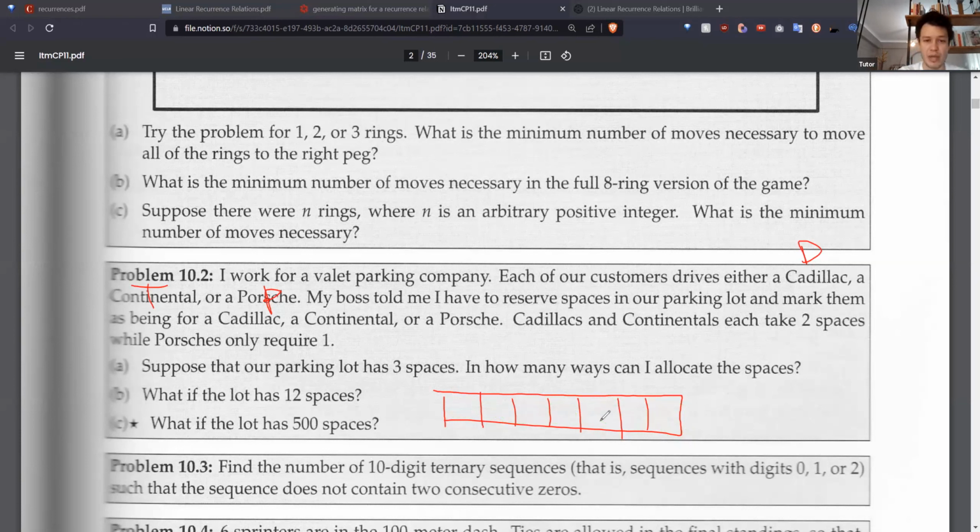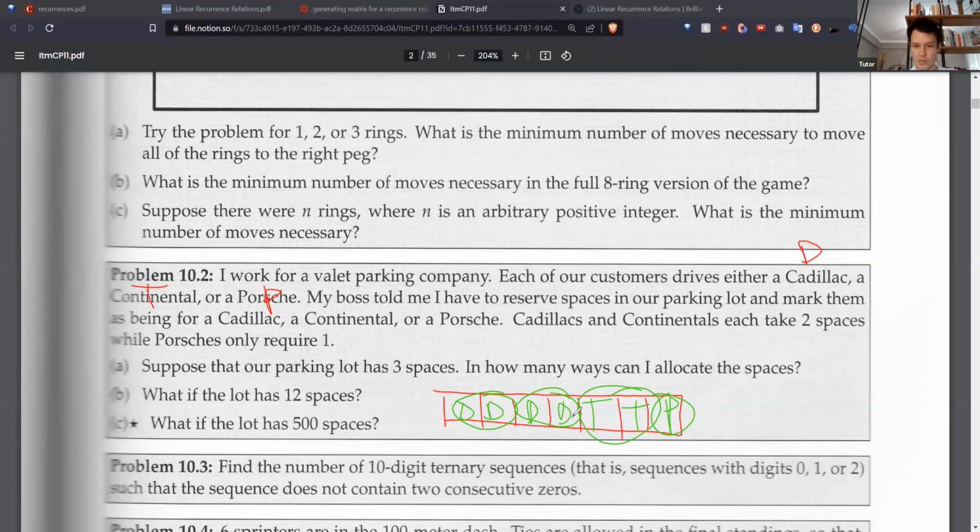For example, I can say that this is going to be a Cadillac, D, and I can call this a D. And then I can call this a T, and then I can call this a Porsche, right? So the question is, in how many ways can I assign these seats: Cadillac, Porsche, Continental? Like how many ways can I color the floor, mark the spot? So basically, make this a Cadillac, this a Cadillac, this a Continental, and this one a Porsche.